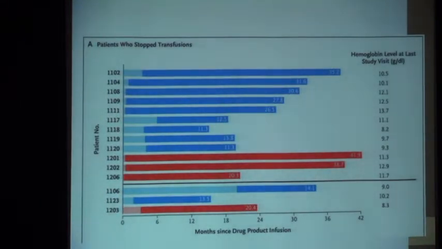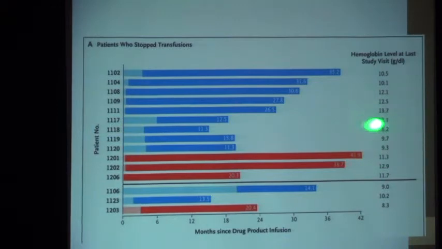On this figure, you can see all the patients who became transfusion independent. The blue bars are from the North Star 2 study, and the red bars are from the North Star 3 study. Those above the line are the non-beta-0, and below the line are beta-0. The pale color is when they were receiving transfusions, and the dark color is when they stopped receiving transfusions. On the bottom axis, you can see the months since the drug was infused. So you can see they all became transfusion independent.